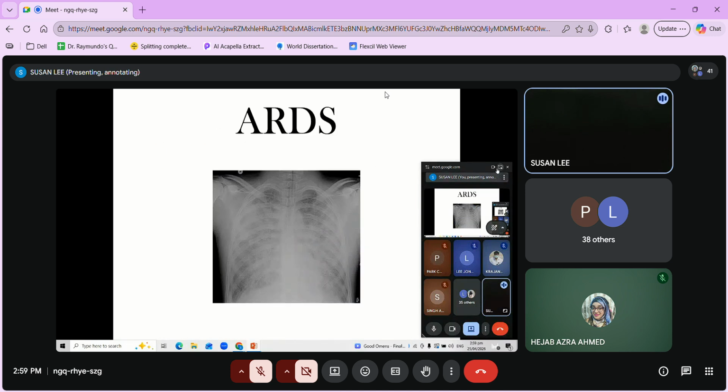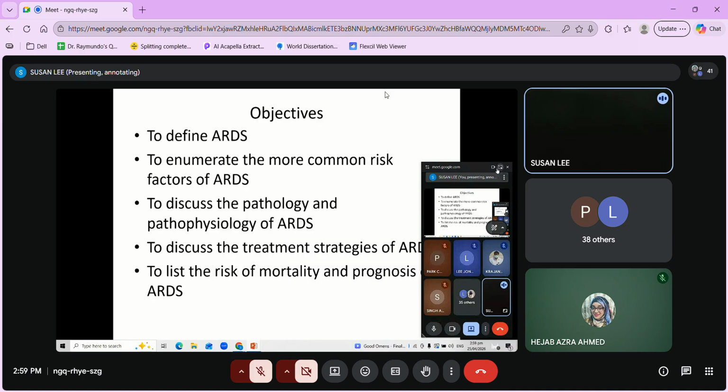Okay, so now we'll be talking about ARDS. This is very short. ARDS stands for Acute Respiratory Distress Syndrome. So we will first define, then enumerate the common risk factors, discuss the pathology and the pathophysiology of ARDS, what would be the treatment strategy for ARDS, and the prognosis of patients with ARDS.